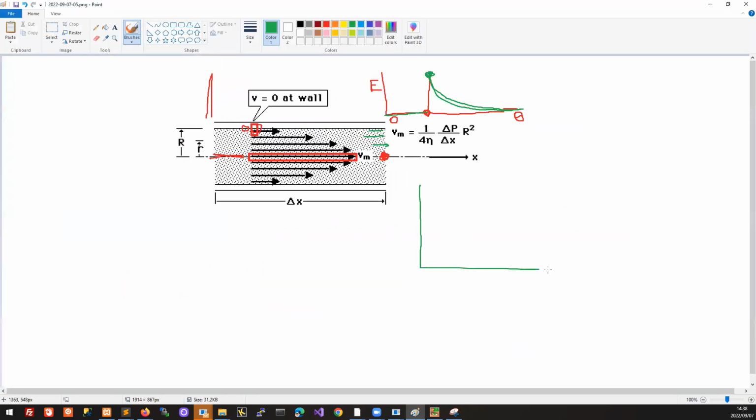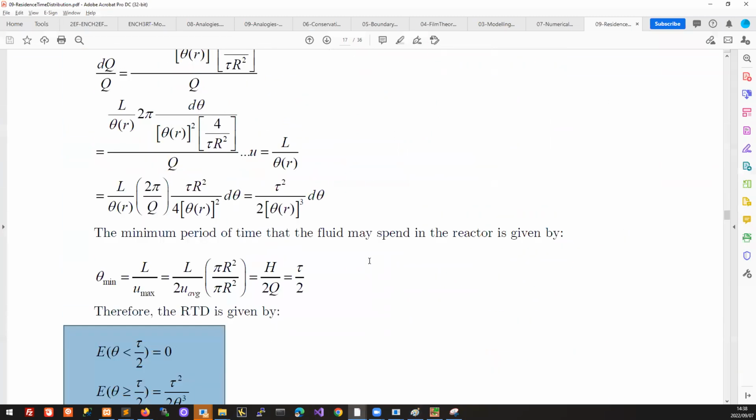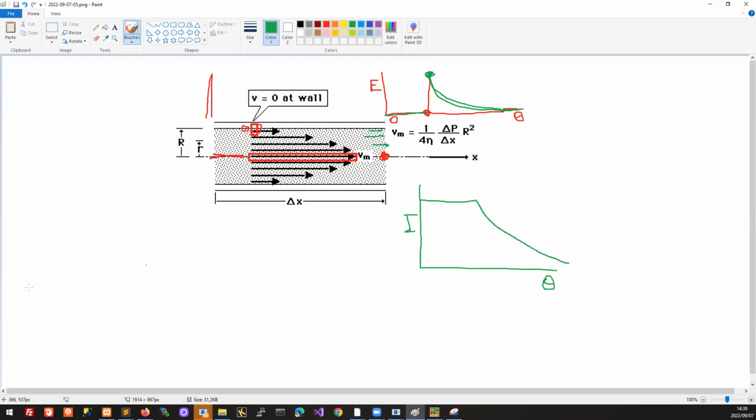And then if you think about I of theta, remember 1 minus, so everything will be held up until a certain point, and then you will start to lose material to the exit. So I of theta looks like that. So that's a laminar flow reactor. Then let's think about a PFR in series with CSTR.